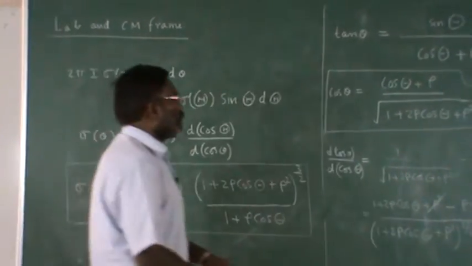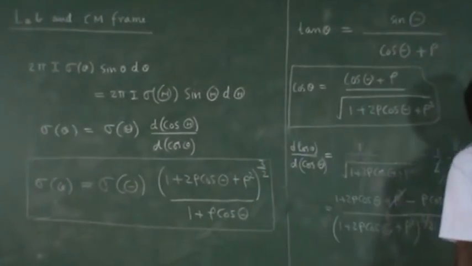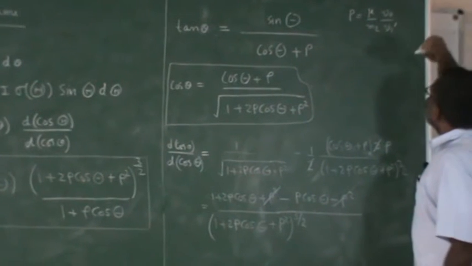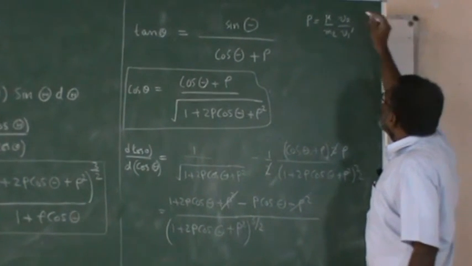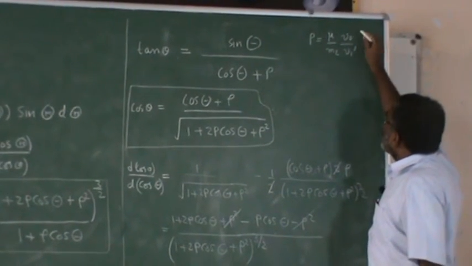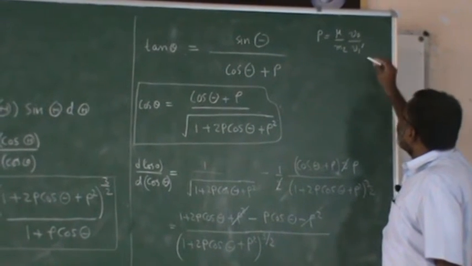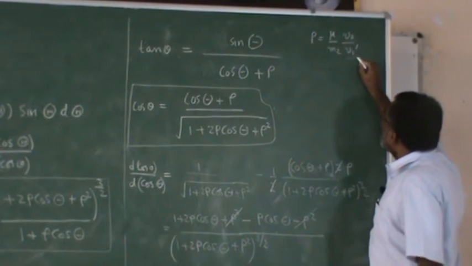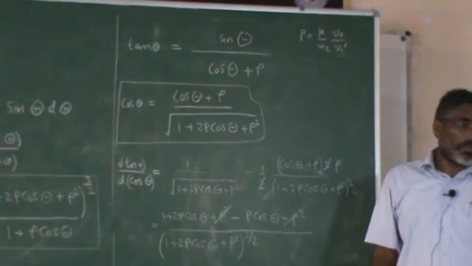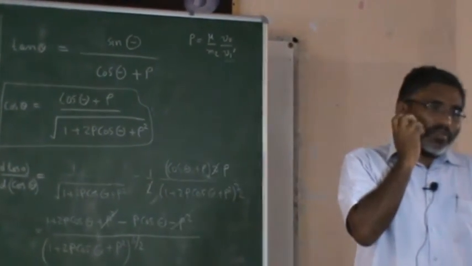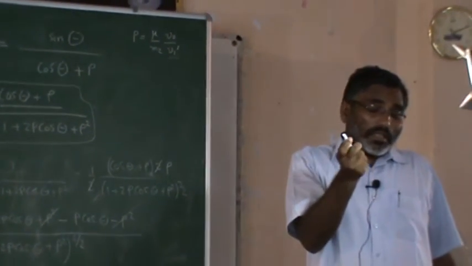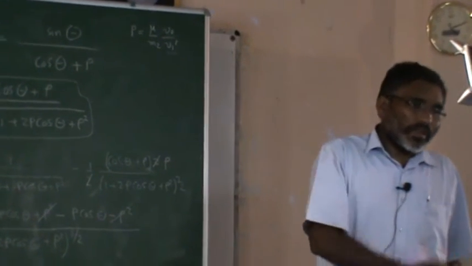And this rho, what we have here, what is this V naught? Initial speed of center. Correct. Initial speed of the particle. Initial speed of the particles, and this V1 prime is the velocity of the particle with respect to center of mass.